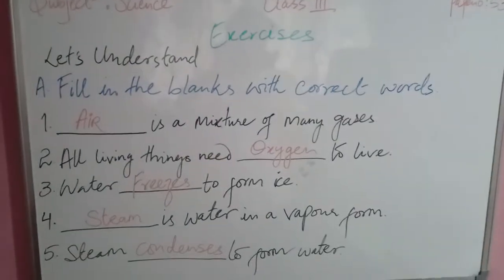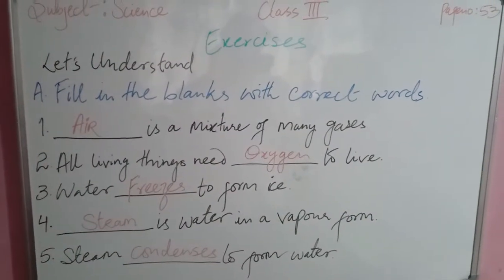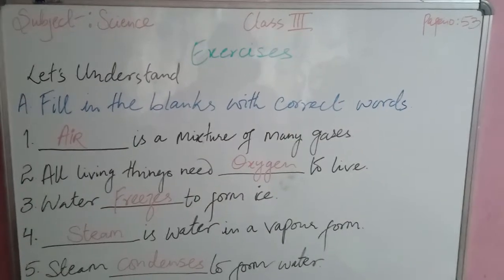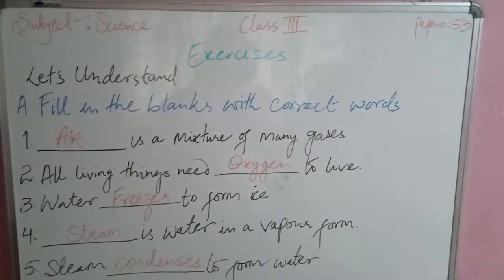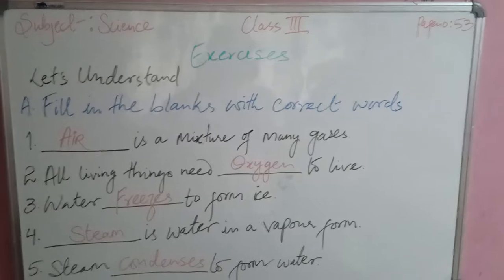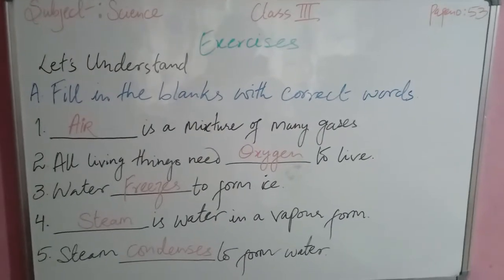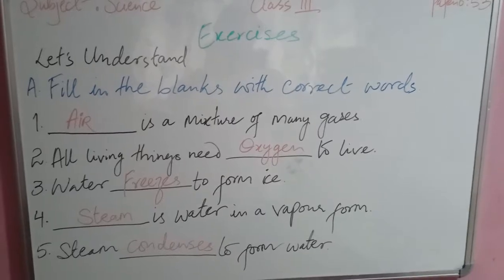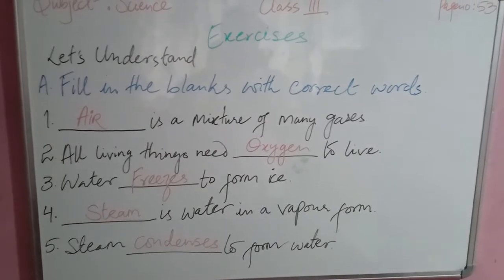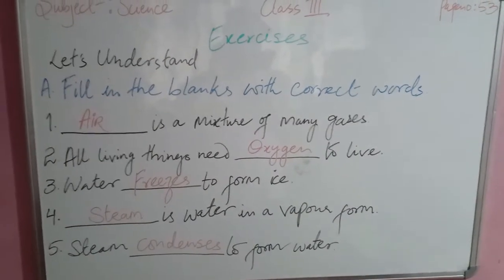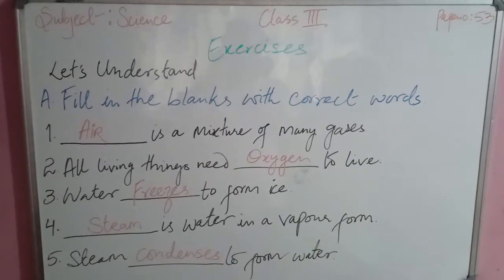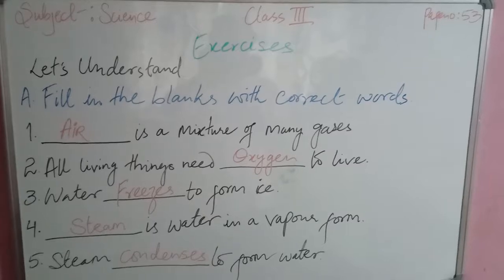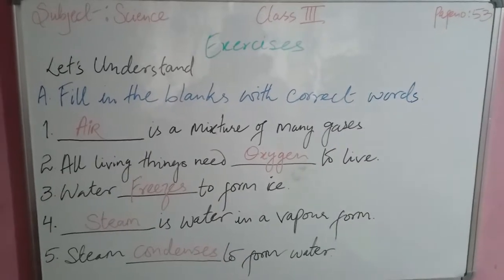Then we have question number 2. All the living things need dash to live. So we have oxygen and water vapor. So, oxygen. All living things need oxygen to live. Then we have question 3. Water dash to form ice. So water freezes to form ice.